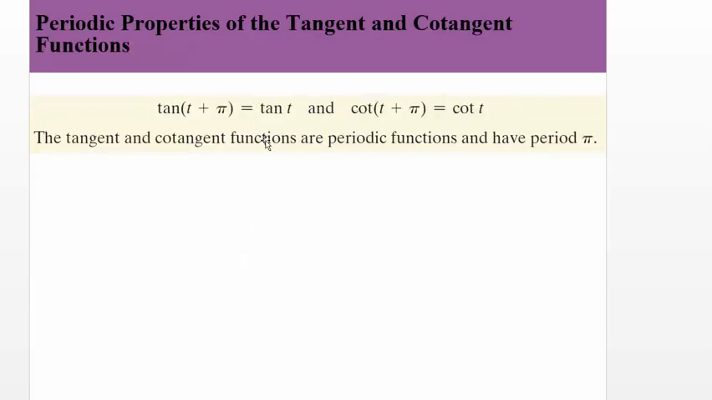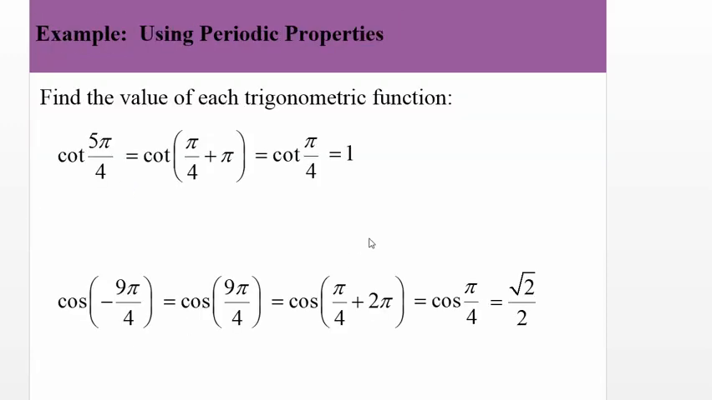Now on the tangent here, if you add pi, if you got the tangent of t plus pi, that's going to give you the tangent of t. And the cotangent of t plus pi will give you the cotangent of t. Now notice it says the tangent and cotangent functions are periodic functions that have a period of pi. All right, so sine, cosine have a period of 2 pi, tangent, cotangent, pi here. And they just looked at some examples to illustrate this.